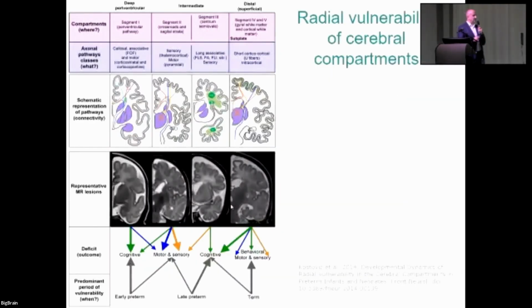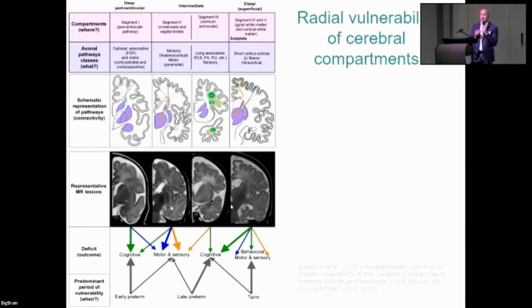So combining all this together, we came to the logical concept that if you have a lesion at a certain time during fetal development, that will affect one part of the cerebral wall, closer or more distant from the ventricular area. And this specific location will damage specific axonal pathways. And damage of specific axonal pathways could be correlated with clinical outcome.